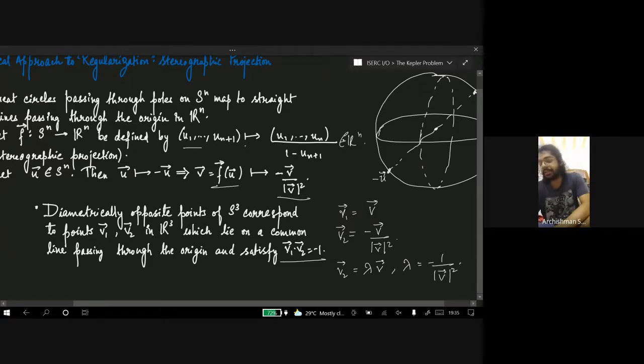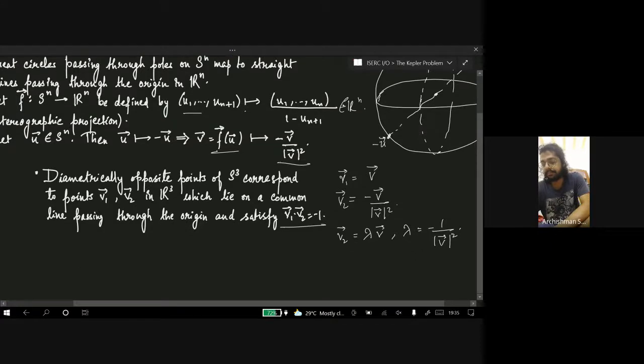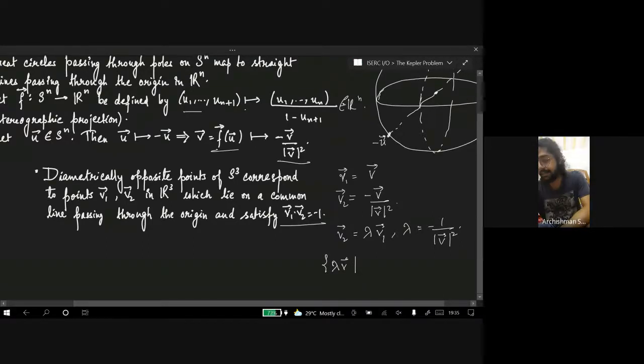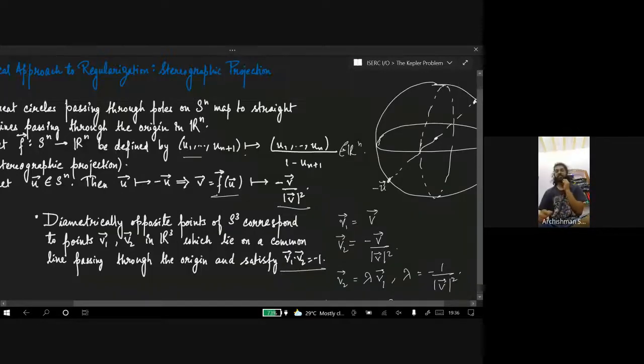Sorry, lambda v1. And the set of points that describe a line through the origin is nothing but lambda v, where lambda belongs to R. So v1 and v2 lie on a common line through the origin, and these satisfy this particular criteria that v1 dot v2 is equal to minus 1.